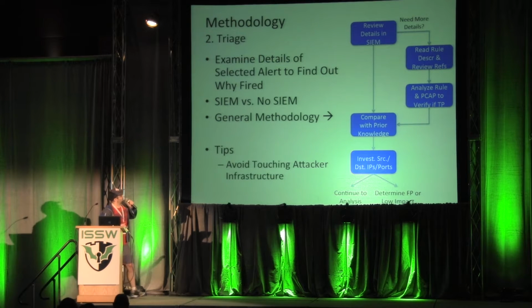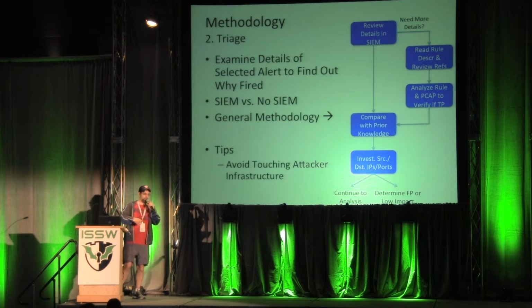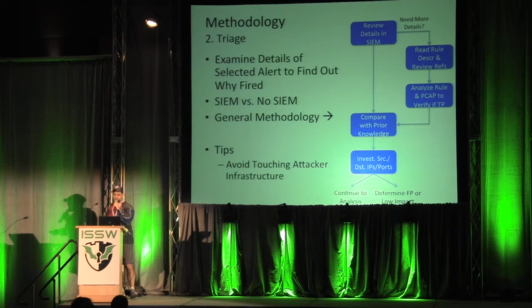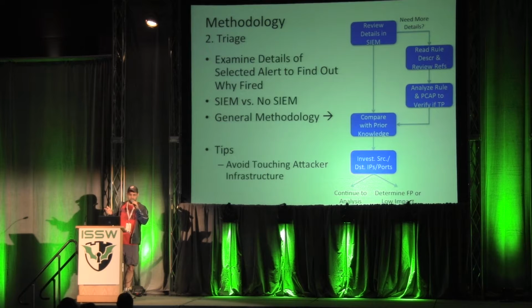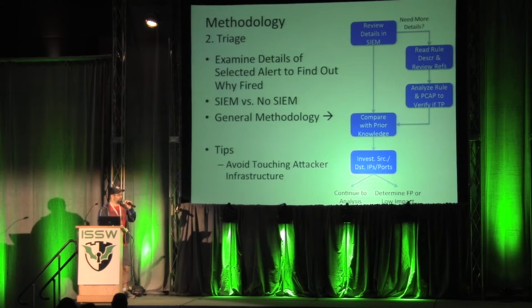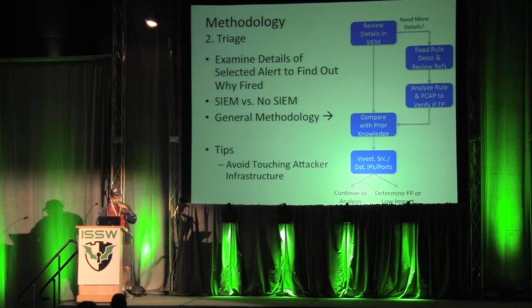And then the next thing you want to do is compare with the prior knowledge, and this is a step that I talked about before. Don't reinvent the wheel. Go out there, see, has somebody seen this alert? What was their analysis? Look at the source and destination IPs. Have we seen this? Have our partners seen it? And then that gets down to the next stage where you're looking at the source and destination IPs and ports.